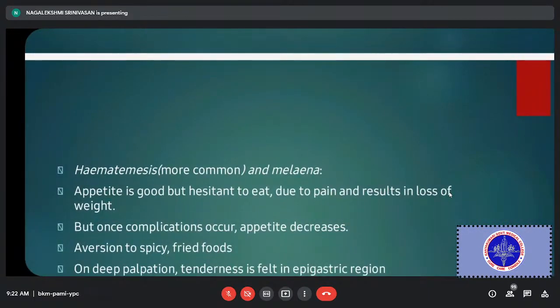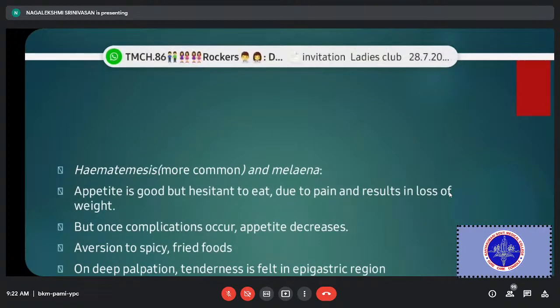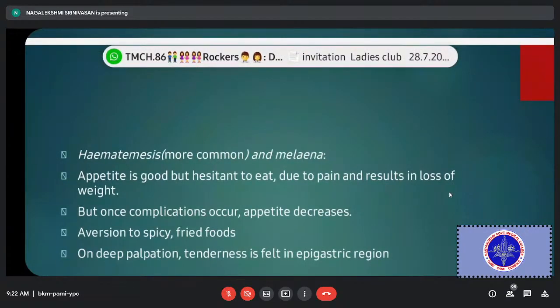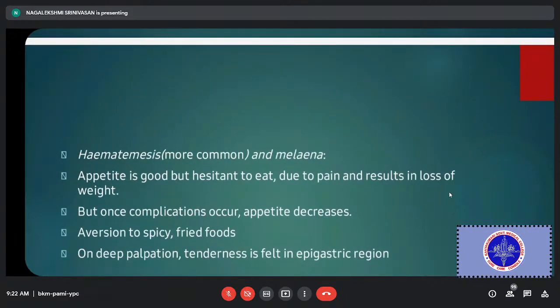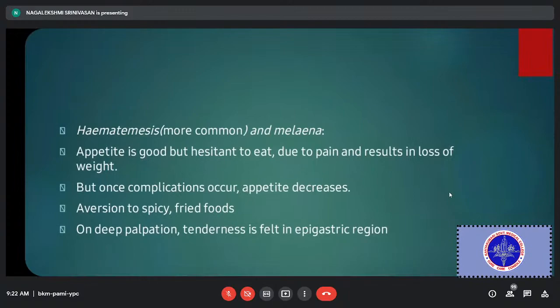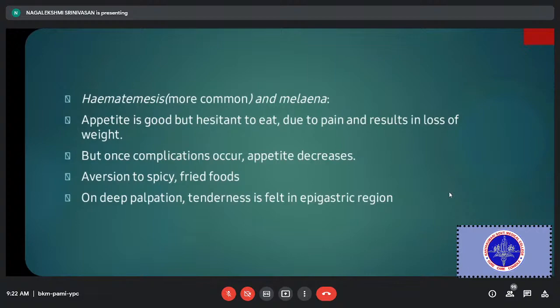Our patient can have hematemesis, which is more common, and melena. So what do you mean by melena? The patient will be passing blood in the stool. Upper GIT bleeding is above the level of the second part of the duodenum, and below that level it is the lower GIT. What happens in upper GIT bleeding? The blood within the stomach mixes with the acid within the stomach. Because of this, acid hematin is formed, and when it passes through the GIT, it is passed in the stool as melena.